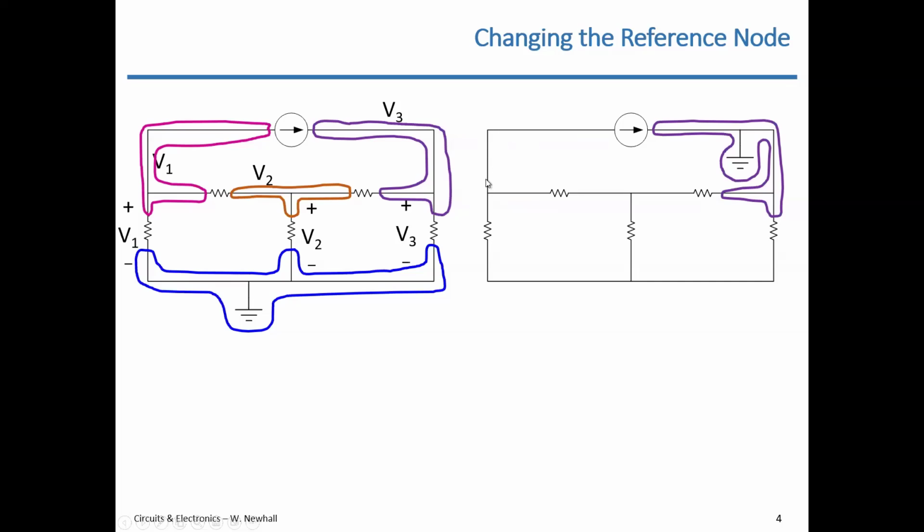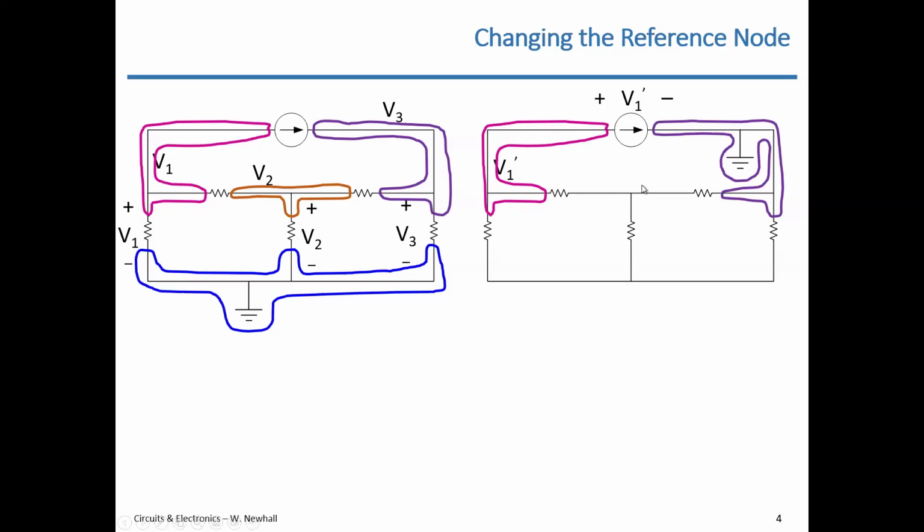So this upper left node, which was V1, I'm going to call that V1 prime. It's no longer V1. V1 prime is indicating the node voltage at this upper left node, but now it is the voltage between this upper left node and the upper right node, because the negative sign always goes at the reference node for node voltages. The positive sign goes at the node for which the node voltage is defined.